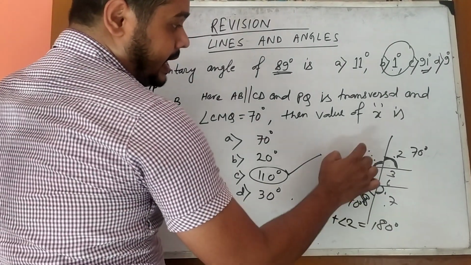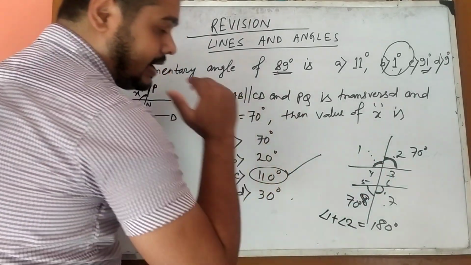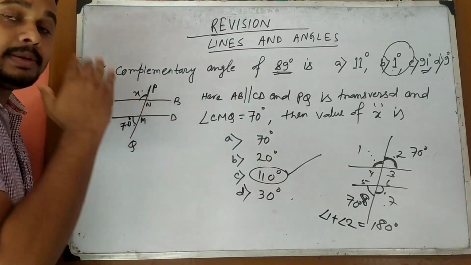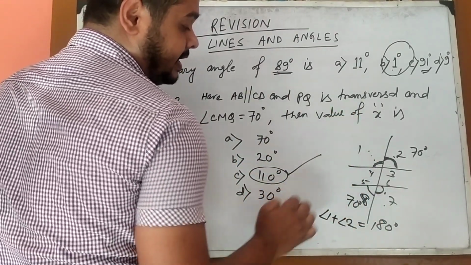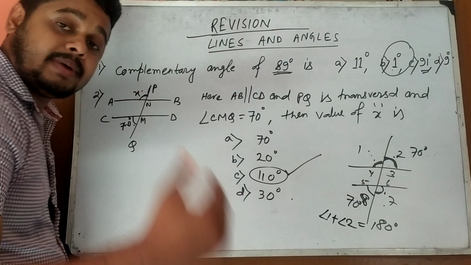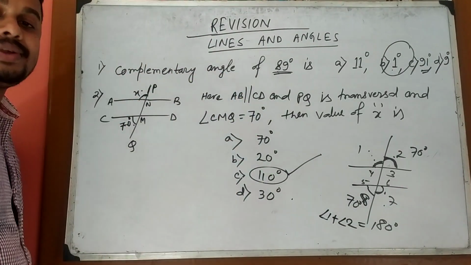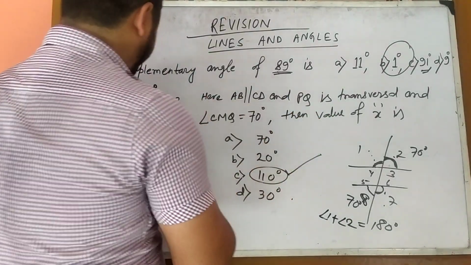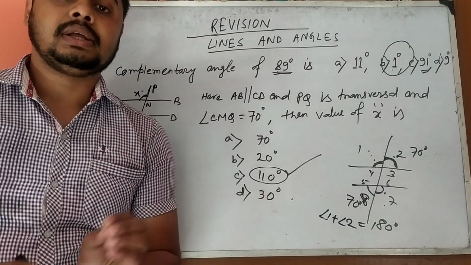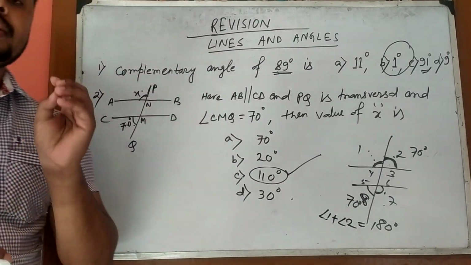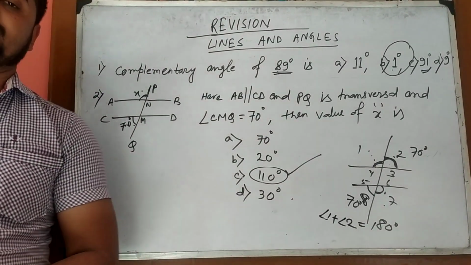Now see 7 and 1. Both of them are exterior angles, as well as they are lying on the left hand side. That means the same side of the transversal. So they are supplementary. If this is 70 degree, supplementary means 180 minus 70 degree. That means x will be 110 degree. So we can find the value of x in many ways, but we have to use our best technique or shortest way, as this is an MCQ type of question.